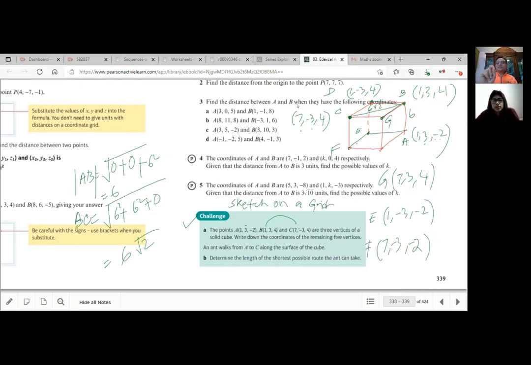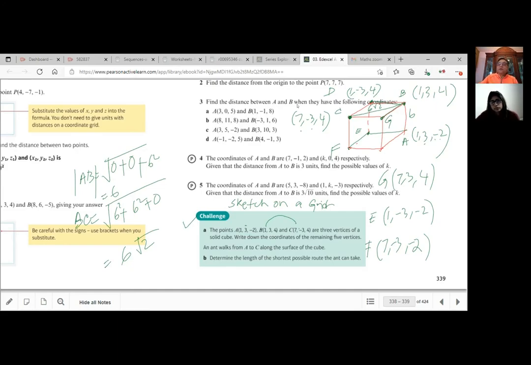For accuracy, you sketch on the grid, you will get an idea and read the points directly. So that is how you are going to do. And then an ant walks from A to C along the surface of the cube. Determine the length of the shortest possible route the ant takes.